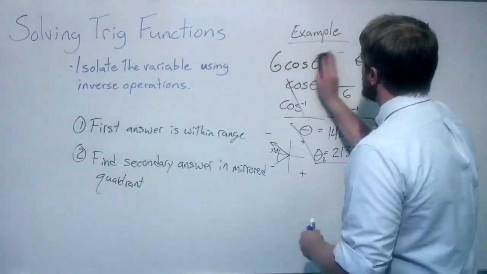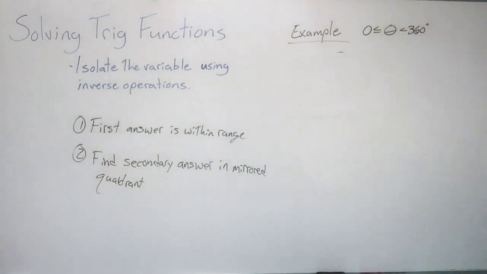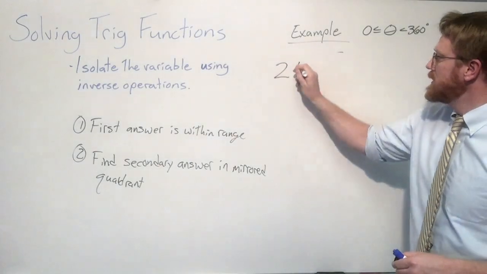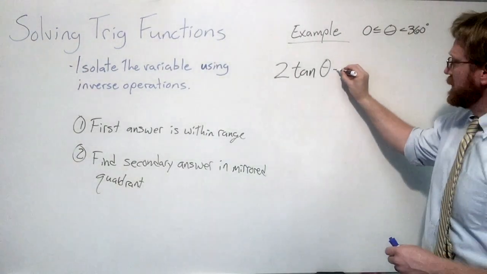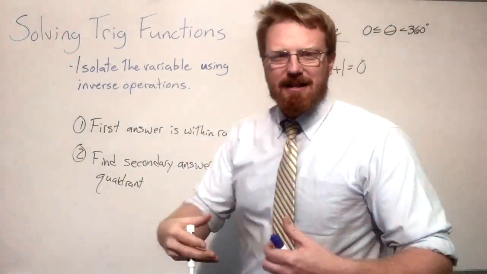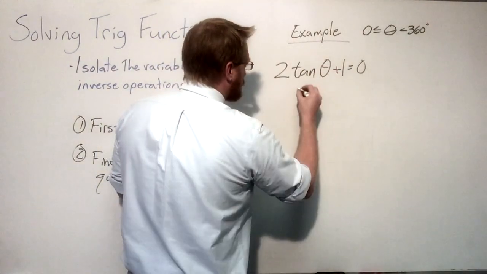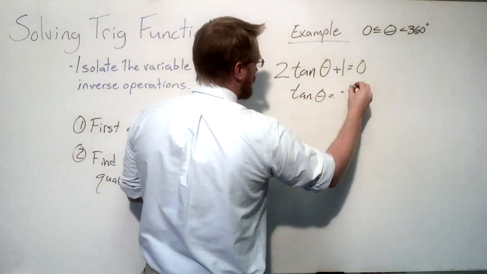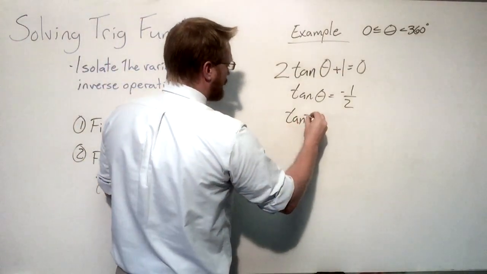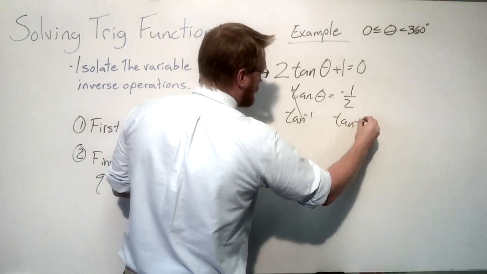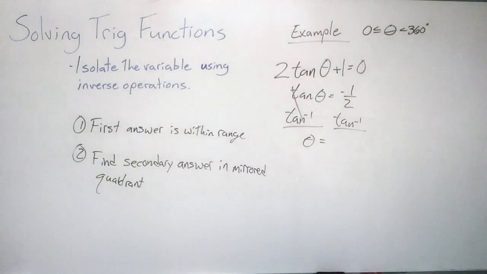One more example to point out something else. Still maintaining the same range here within one full revolution. Let's say I got 2 tangent theta plus 1 equals 0. So again, first I got to take care of all that garbage surrounding my function here, right? Minus 1, divide by 2. And then the inverse of tangent is inverse tangent, indicated by that little -1. Cancel, balance the equation.